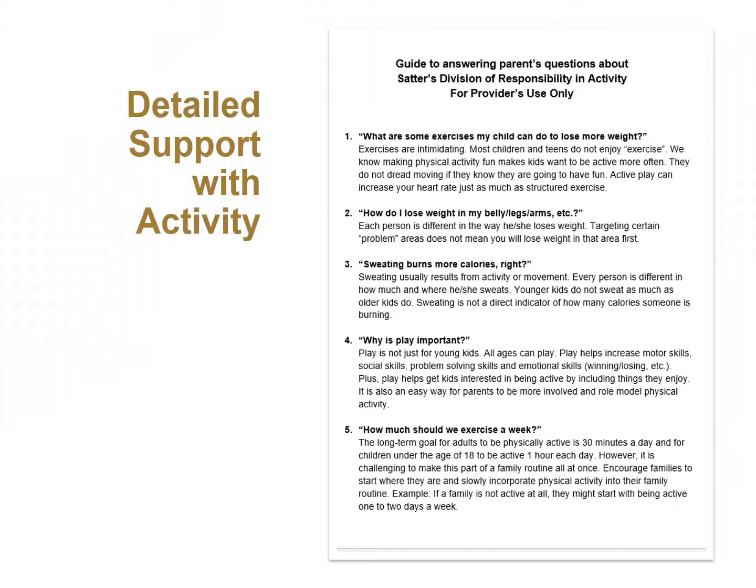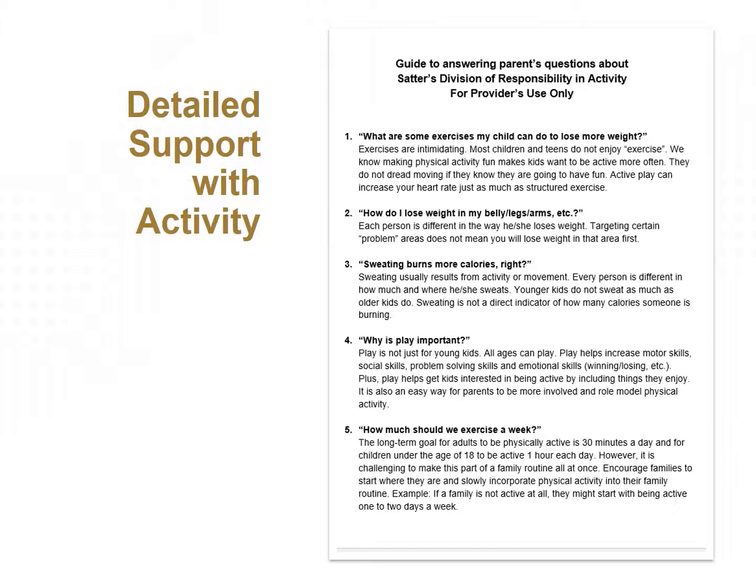How do I lose weight in my belly, arms, and legs? Remind families that each person is totally different and how they lose weight is going to be totally different. If they try to target certain areas, they're likely to be disappointed. They really need to focus on overall health and then later weight loss.